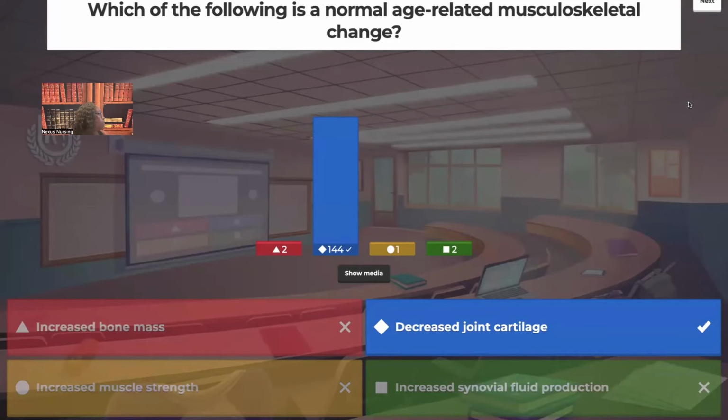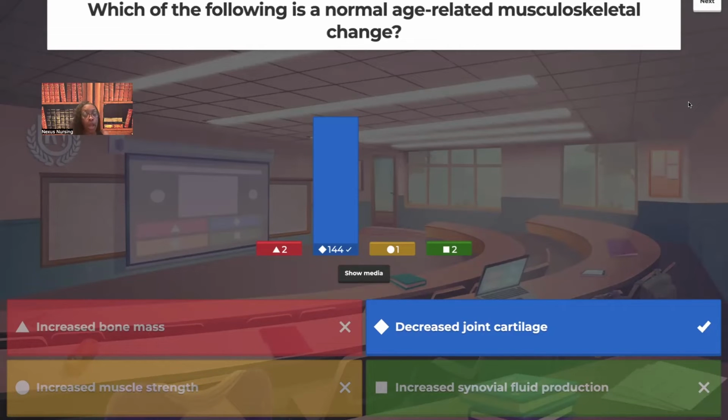Very good. Osteoarthritis. Nope, nope. Guys, listen, there's a difference between osteoarthritis and osteoporosis. Oh my gosh. There's a difference. Don't intermingle them, okay?